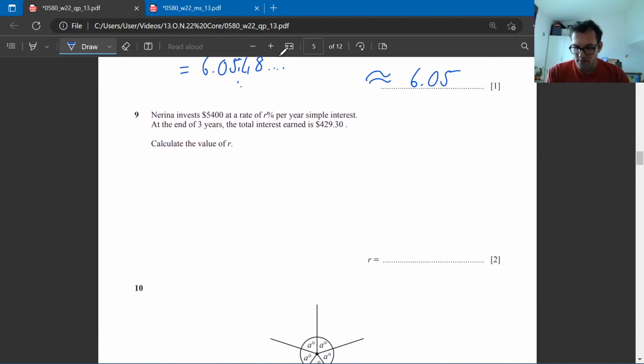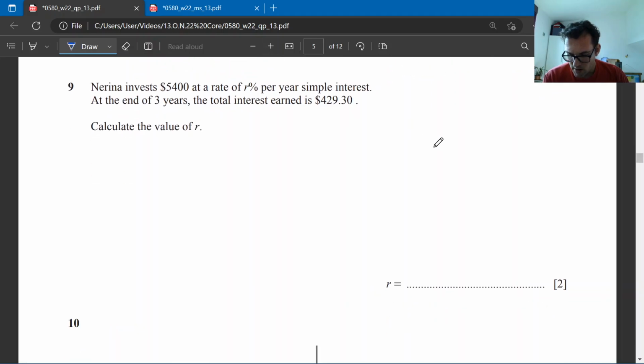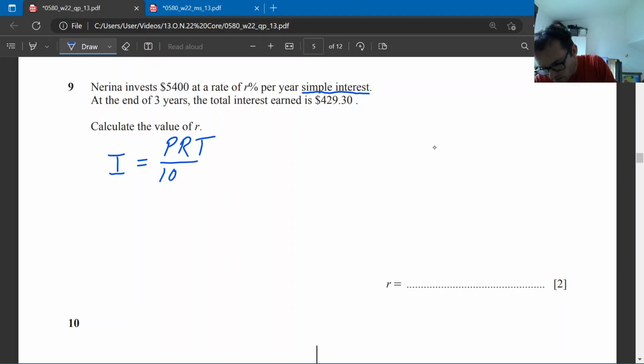Right, Narina is investing money, smart girl, simple interest. Okay, so the moment you see simple interest, write down the formula for simple interest. Formula is interest, right? The extra money the bank gives you. Principal times rate times time divided by 100. Memorize this. Memorize it.